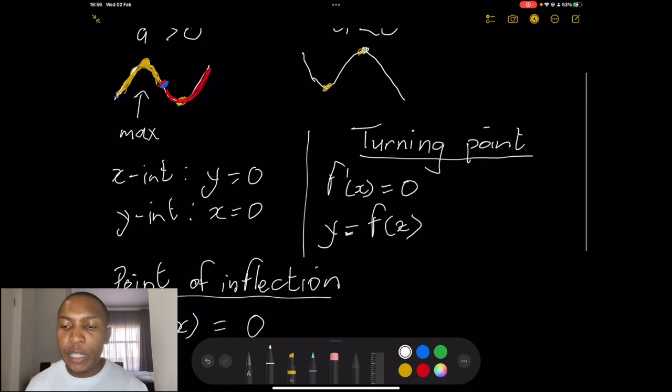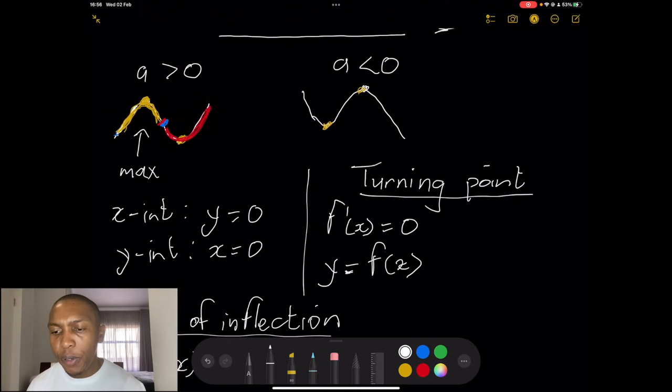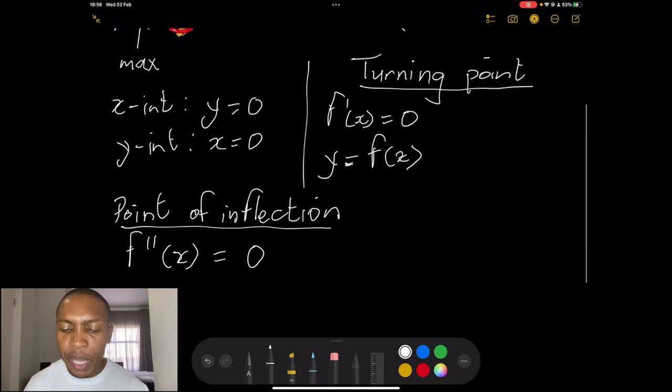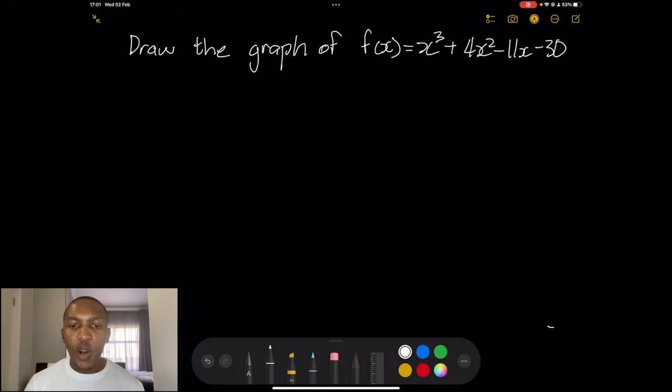Okay, right, now I want to just take an example and talk about the cubic function. Perhaps if there's something that I left out, I will be able to emphasize it as we do the example. Okay, let's go into it. All right, now let's have a look at it quickly. So they say draw the graph of f of x is equal to x cubed plus 4x squared minus 11x minus 30. So we're going to take this step by step.